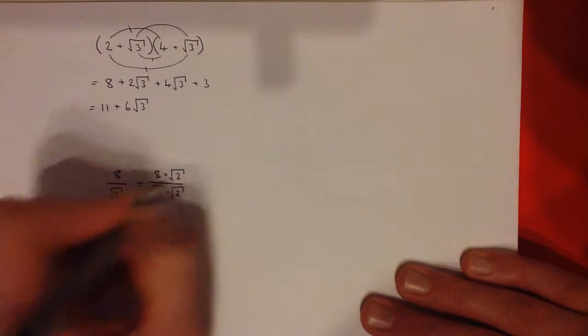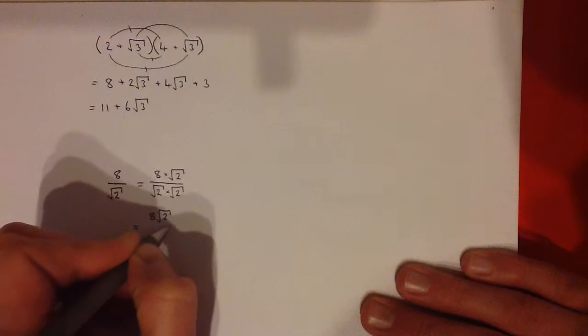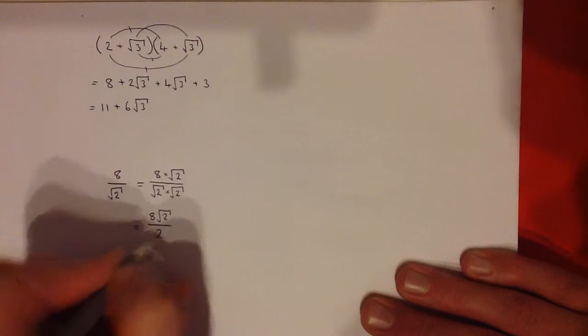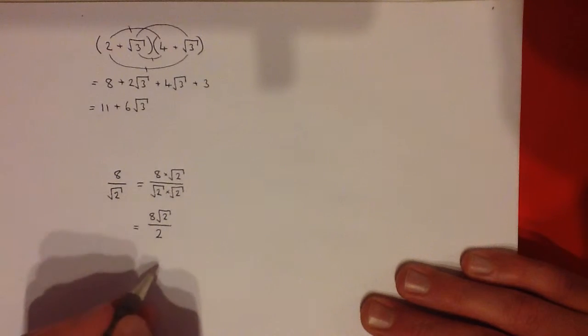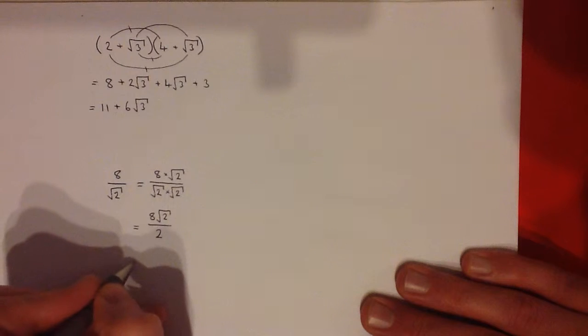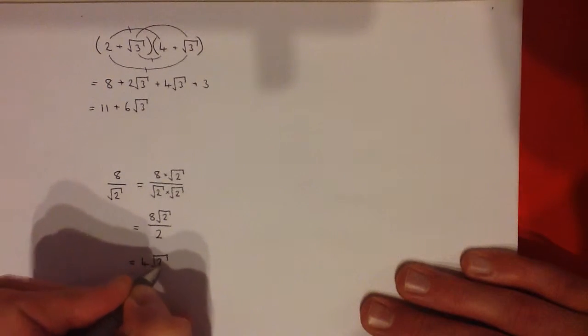Well, at the top it gives us 8 times the square root of 2, and at the bottom, in this case, it gives us square root of 2 times the square root of 2, which is 2, which achieves our aim of getting rid of the surd at the bottom. There may well then be some simplification we can do. We've got 8 divided by 2 in this case, so that just becomes 4 square root of 2.